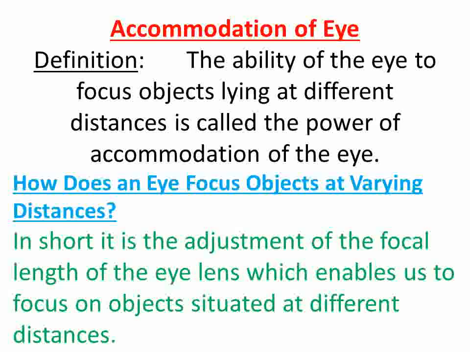If the object is nearby, the eye lens becomes thick, power becomes more, focal length becomes less, and the object is visible. If the object is far away, say we are observing a star, the focal length becomes more, the lens becomes thin, power becomes less, and the eye is able to observe the far object, say a star, at a longer distance from the eye.